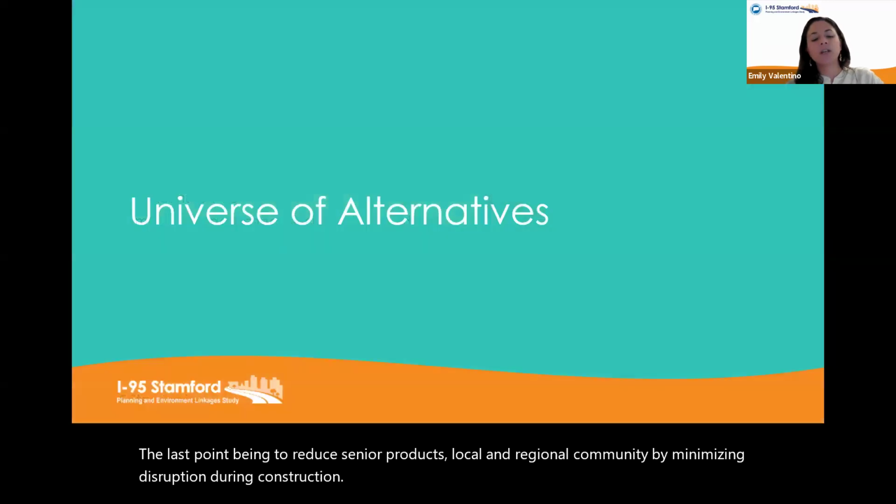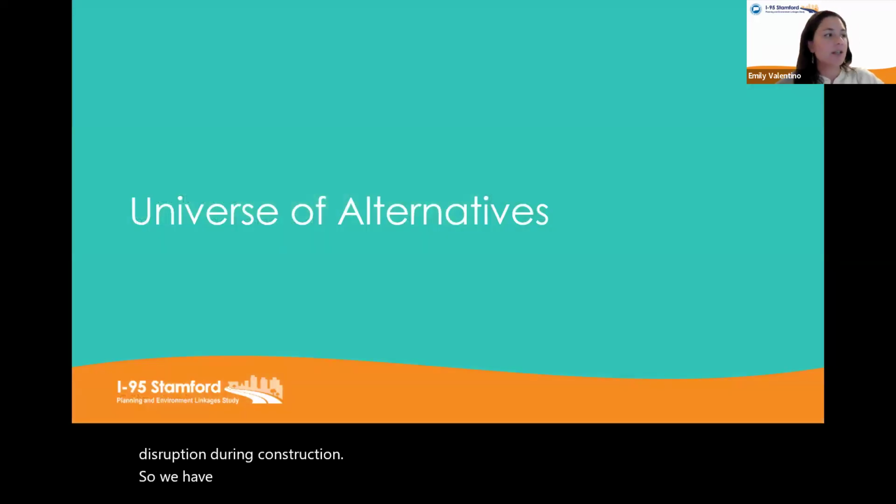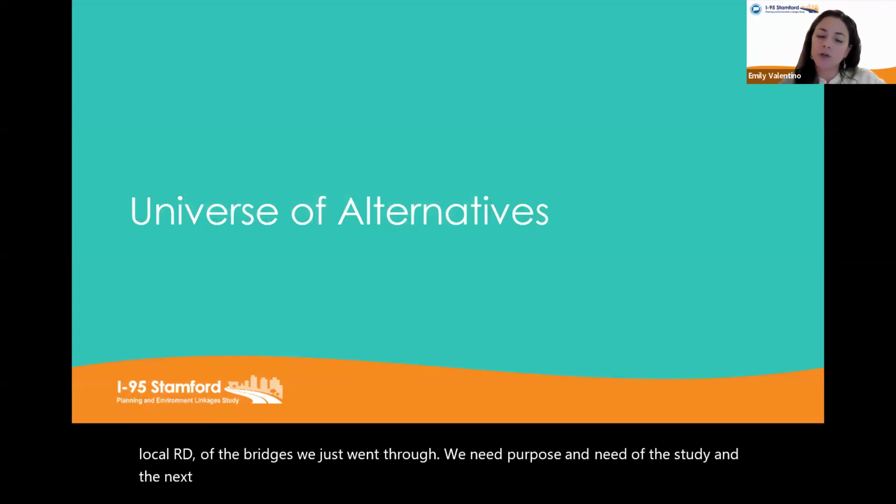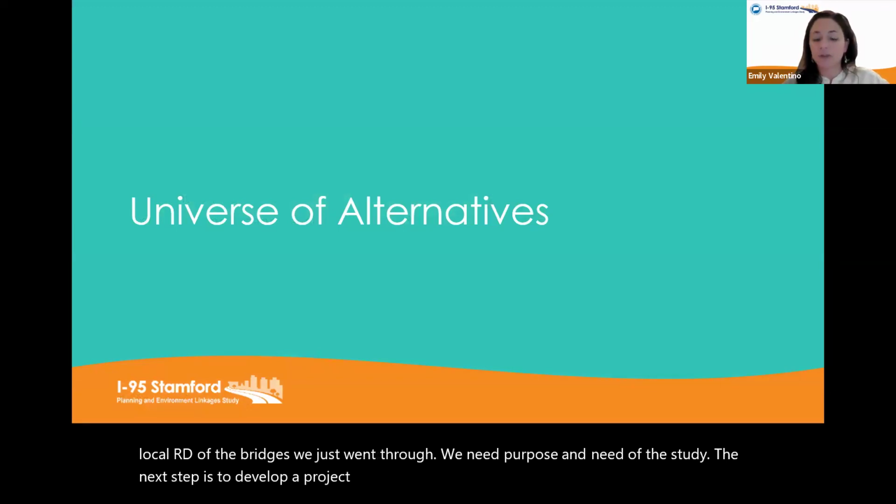So we reviewed the goals of the study, the needs and deficiencies of the main line, of the local road, of the bridges. We just went through the primary purpose and need of the study. And the next step is to develop project alternatives, which starts with creating a universe of alternatives that Najma will talk about now. Thanks, Emily.